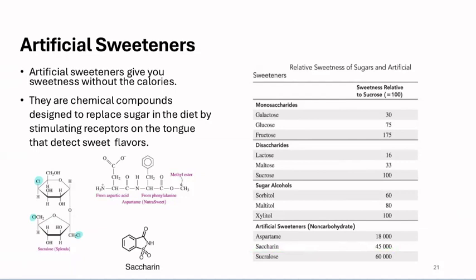So these three artificial sweeteners that I presented, sucralose, aspartame, and saccharin, have really high sweetness levels compared to other food products, and they are commercially available. Also, understand that some of these artificial sweeteners are actually banned in certain countries. Currently, in the US, these are not banned.